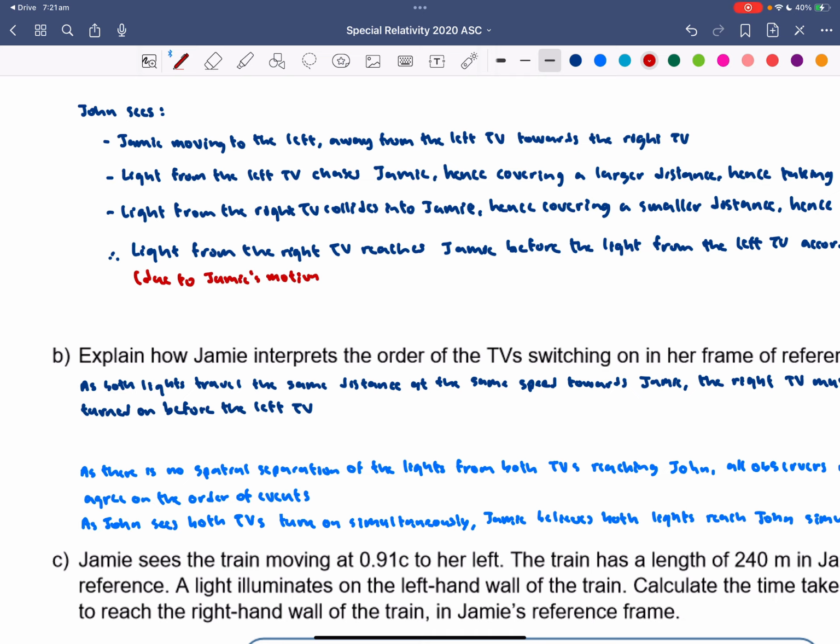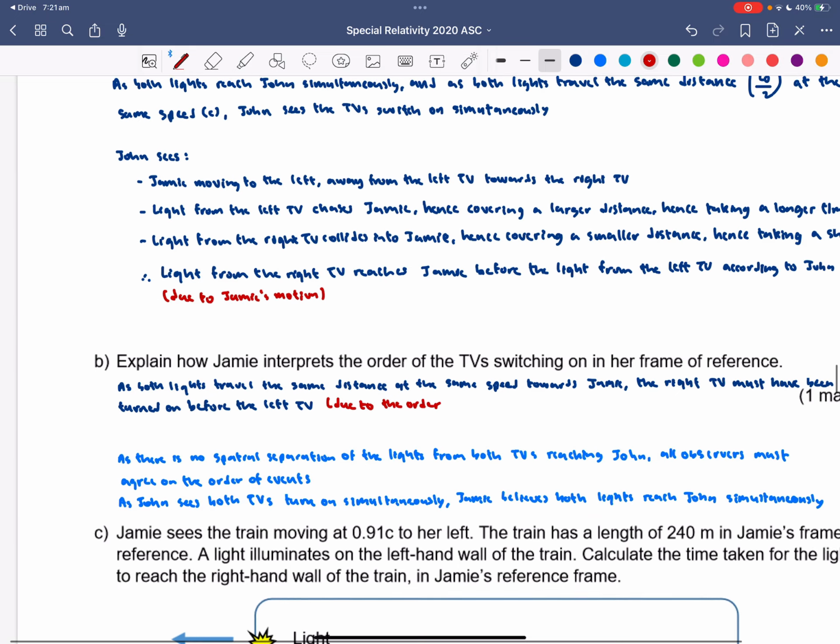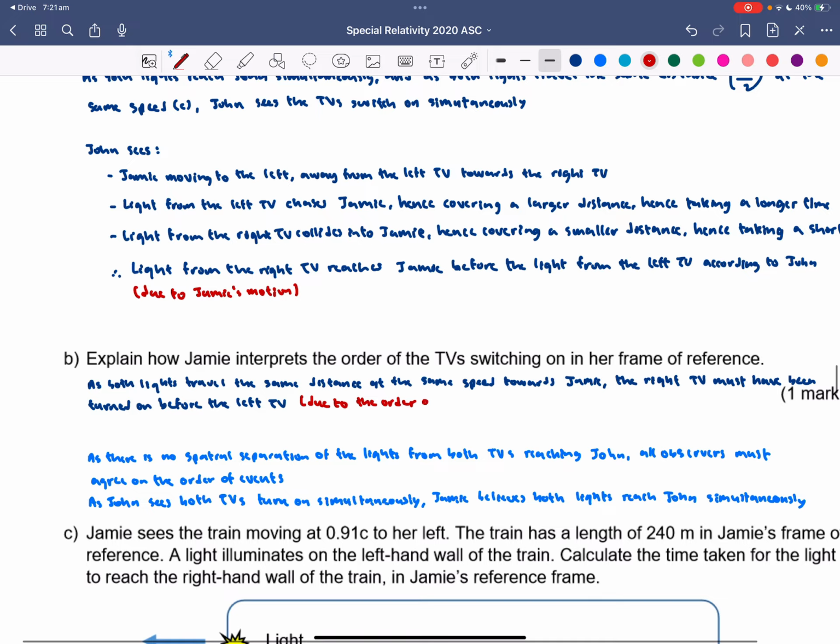So John explains the event due to Jamie's motion, whereas Jamie explains it due to the order of events. So for her, she doesn't think that she's moving. She just thinks, I wouldn't write the thing in red. The thing in red is just for you to understand. She also thinks that she sees the right TV turn on before the left TV, but purely due to the order of events. And what's so interesting is this.